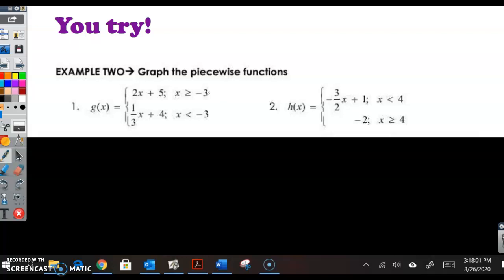But you're going to have a vertical line for number 1 at x equals negative 3. And then for number 2, you'll have a vertical line at x equals 4. And then on the left of those lines and the right of those lines, you're going to be graphing different lines. So see if you can get those. And do it very slowly, because you only have 2 examples. Just make sure you do it right. Press pause. It's going to take you a while. Do it, and then come back.